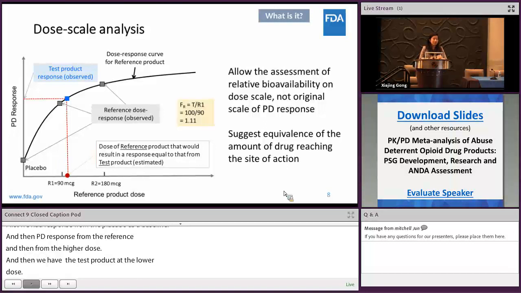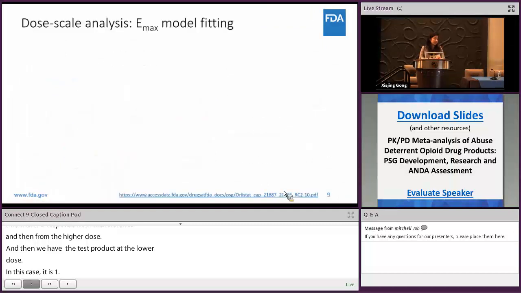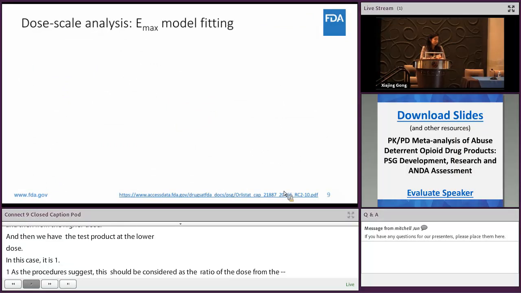Okay. And then relative bioavailability F could be calculated from the estimated dose, which is 100, by the actual dose, 90. And in this case, F is 1.11. And as the procedure suggests, this F could be considered as the ratio of the dose from the T and R that produces the same PD response.